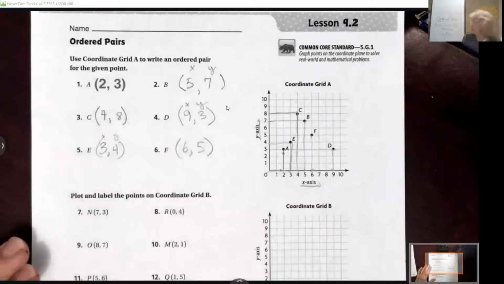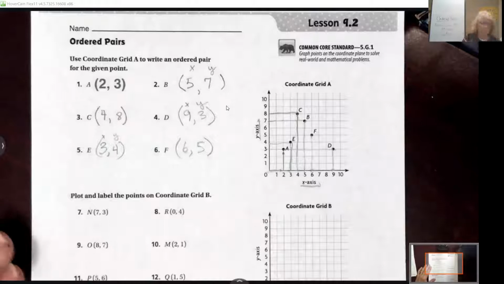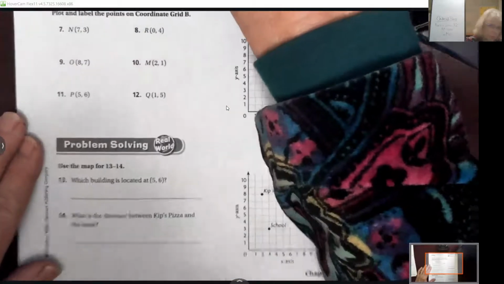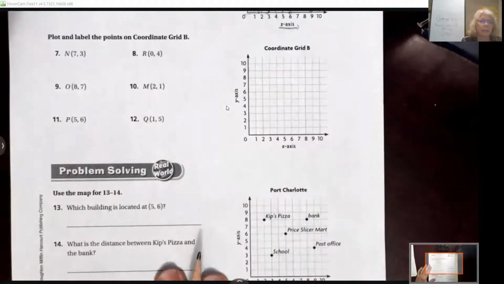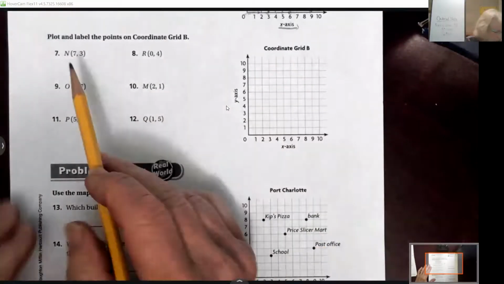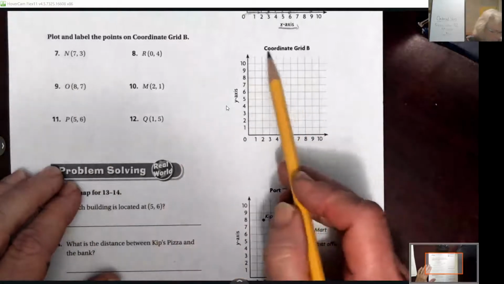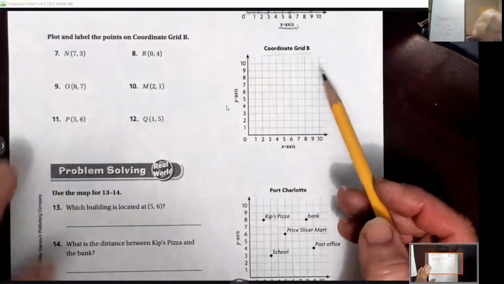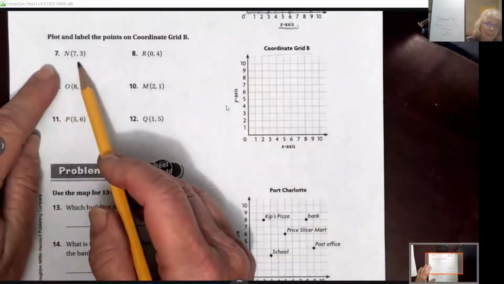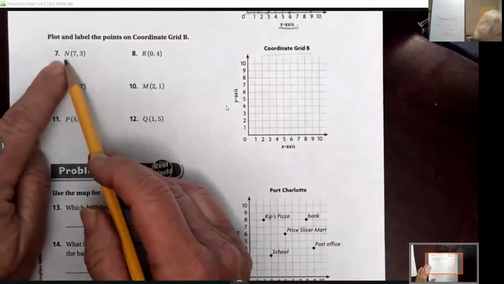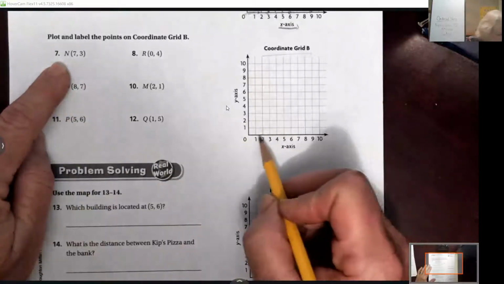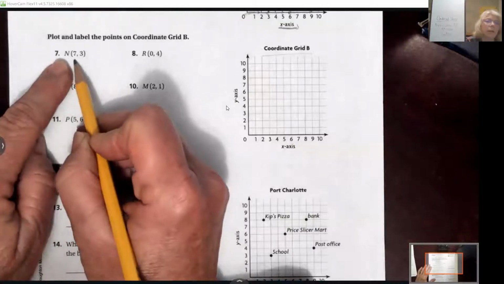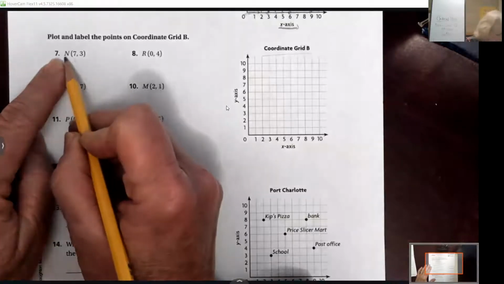Okay, sorry, not lastly, we're going to keep working on this page here and do this next section. And we're going to plot and label the points on coordinate grid B. That's this whole section. And this time we get to plot like we did in the introduction. So this N tells us our X and our Y are our ordered pair. N is the name of the point.